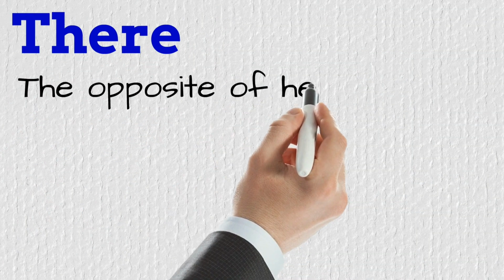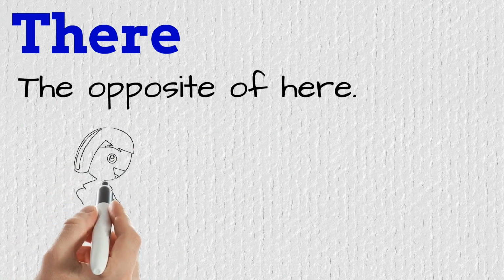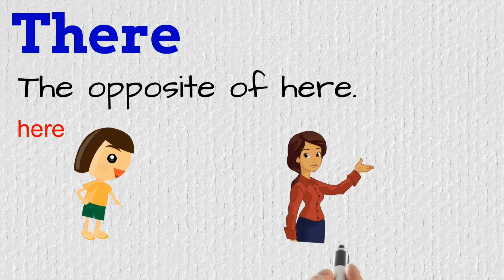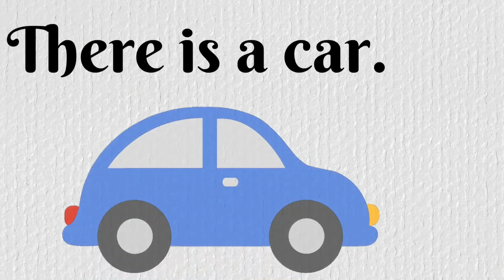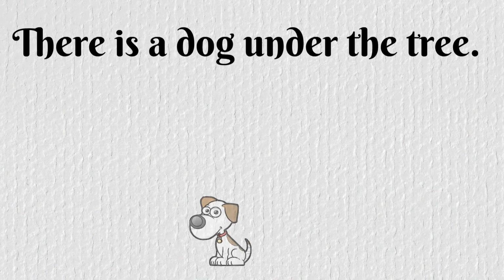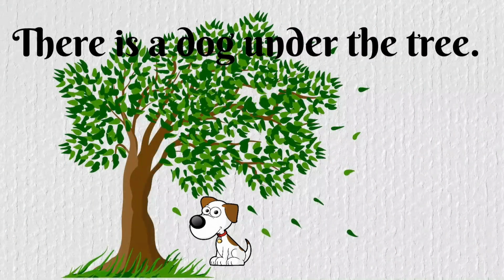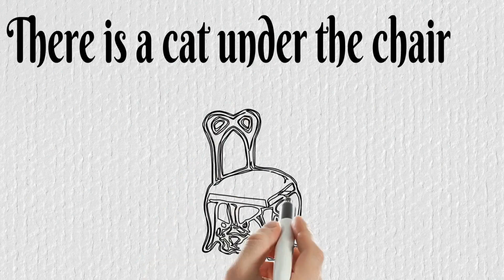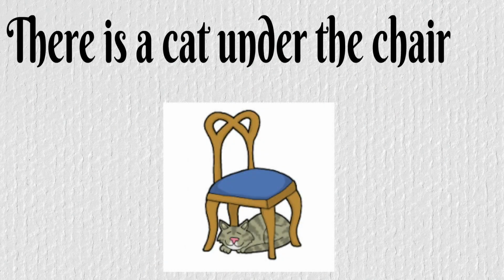Okay, there. There simply means the opposite of here. I am here and you are there. There is a car. There is a dog under the tree. There is a cat under the chair. There, place, there.